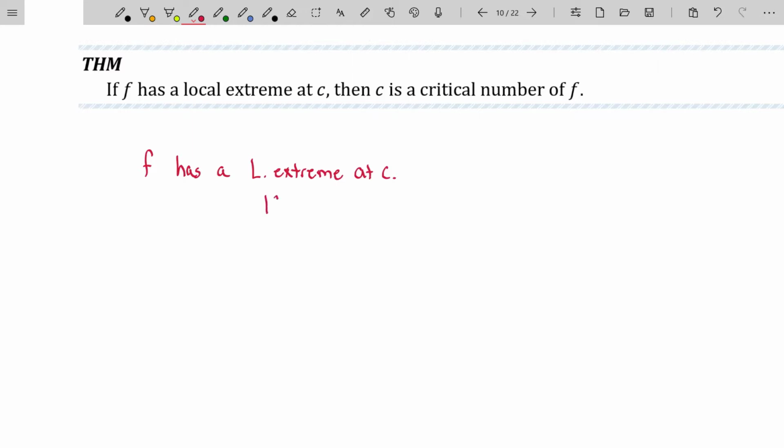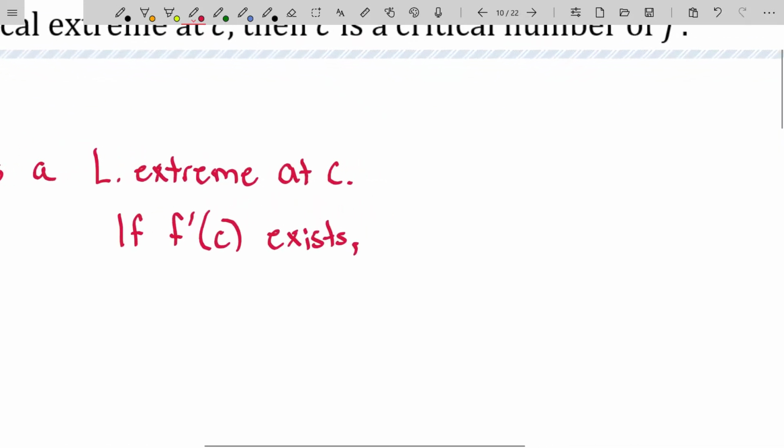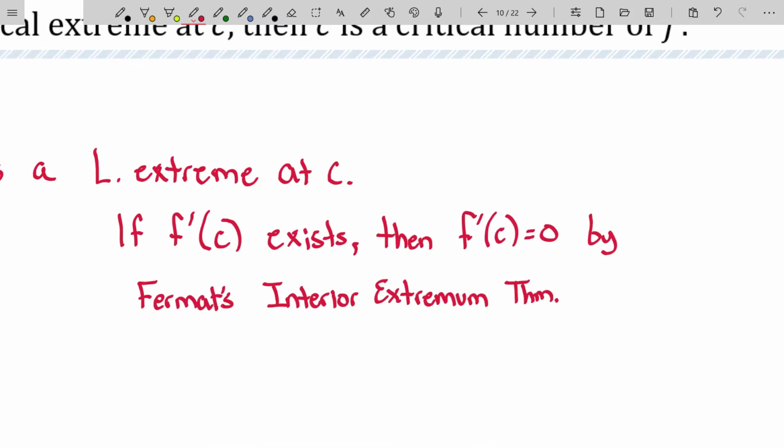So if f prime at c exists, then f prime of c must be 0 by Fermat's interior extremum theorem, and that will imply that c is a critical point, or critical number, I should say. There I go, I just did it. I said I will sometimes use the words critical point rather than critical number.